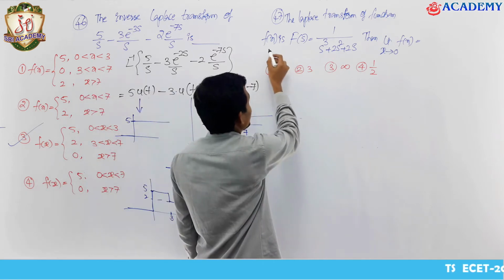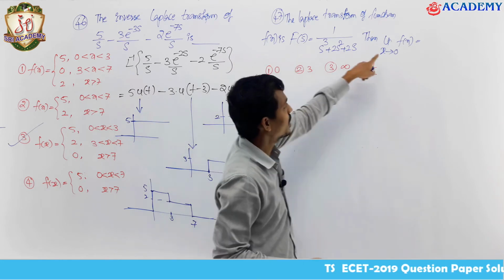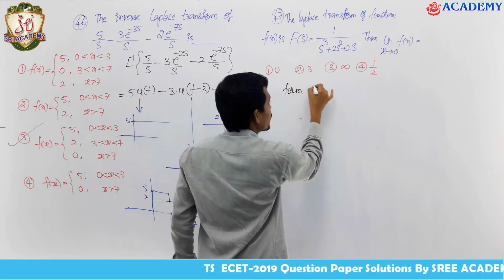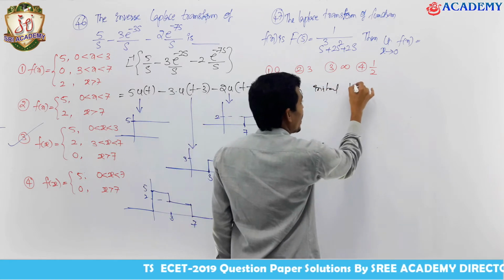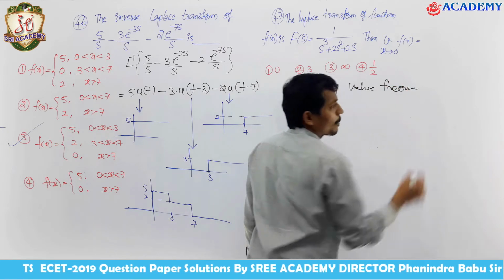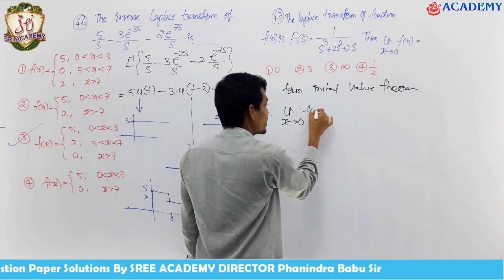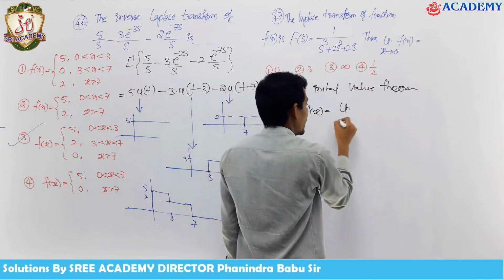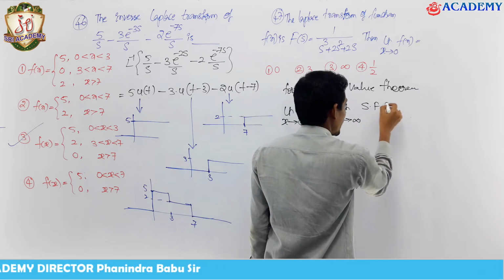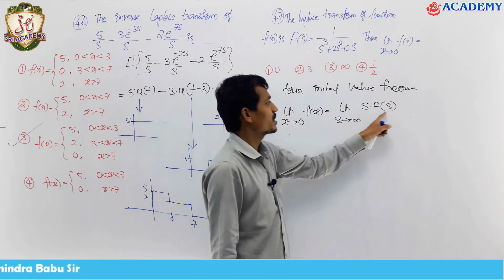Coming to this problem, given f of x with Laplace transform capital F of s, we want the limit as x tends to 0 of f of x. From the initial value theorem, the limit as x tends to 0 of f of x equals the limit as s tends to infinity of s into F of s.